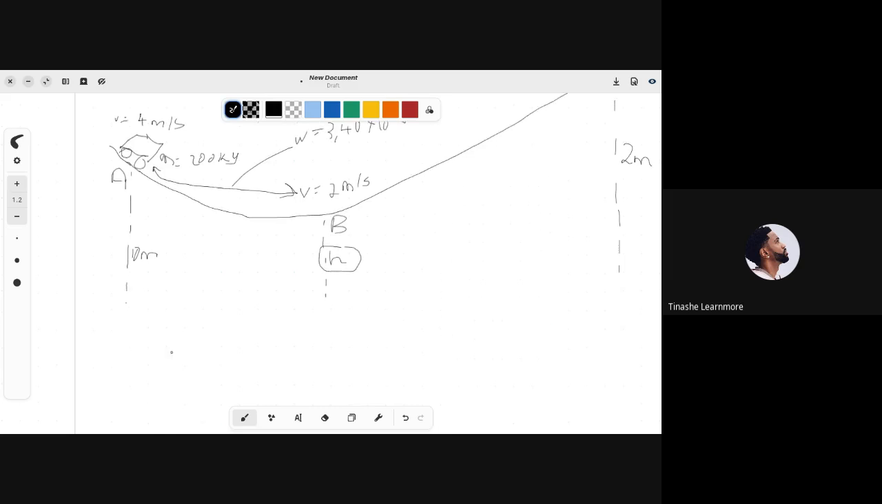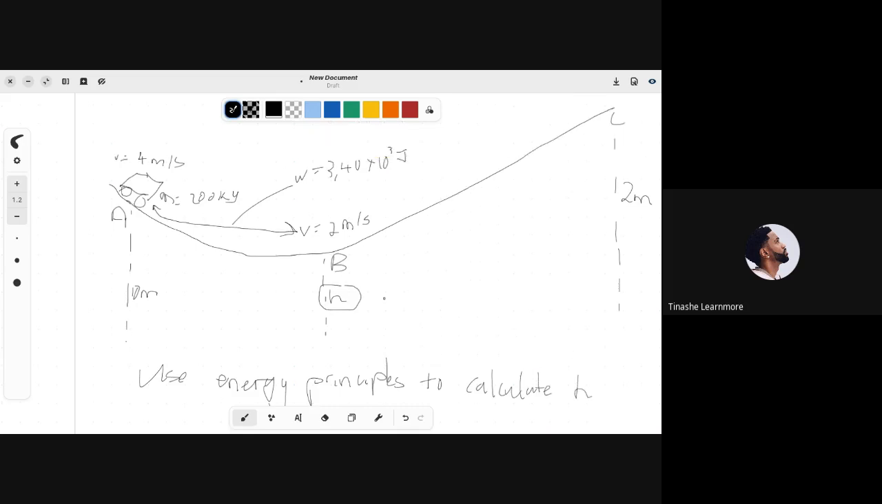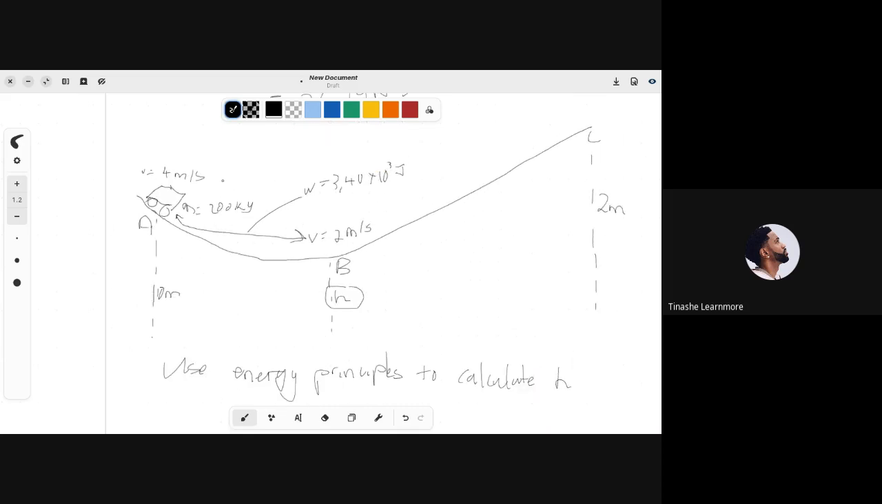So here you're asked to use energy principles to calculate H. I'm just going to zoom this out and we're going to take a break while you work on this question. You can take a screenshot, and in about 10 minutes we're going to come back. You'll use the same link to join the very same meeting, and then we'll compare the answers. Okay, you guys fine? You can take a snapshot.